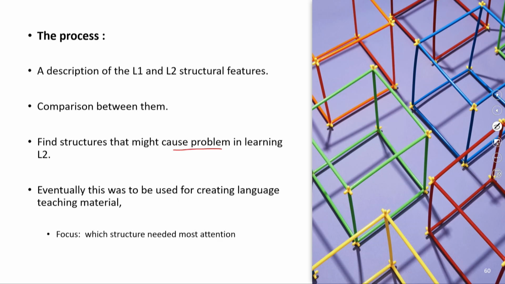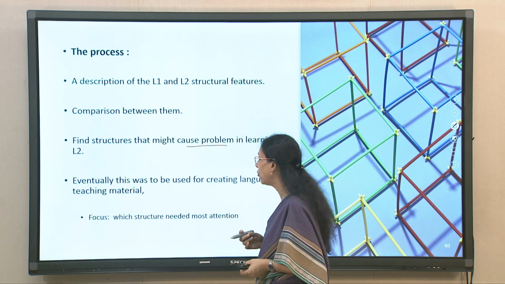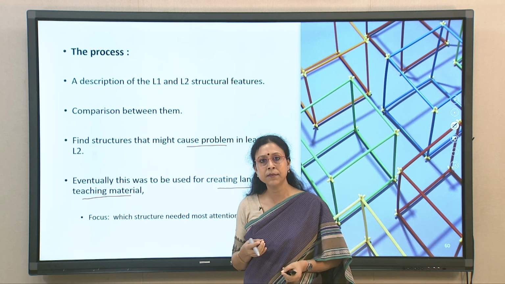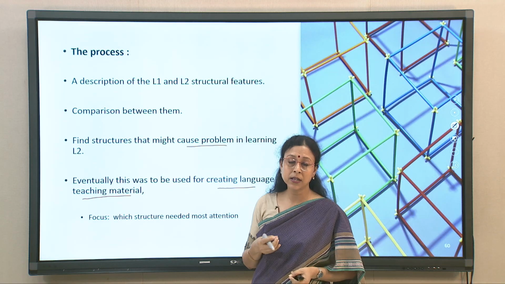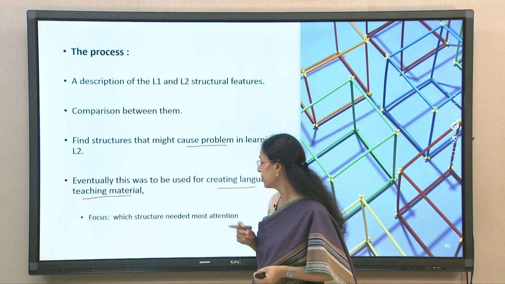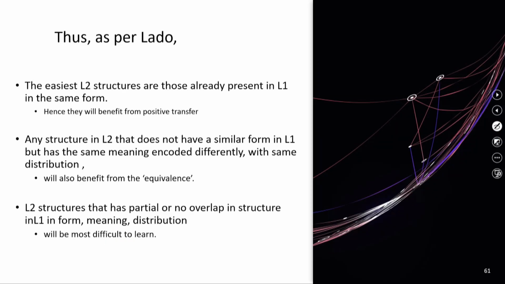Now, why was this to be identified? It was not only for the sake of finding out the differences, but they also had another goal, which was to create language teaching material. If you know where the learners are going to face problems, you will be able to create your teaching material by giving more attention to those details so that the learner will be able to overcome those interferences. That was basically the idea. Which grammatical structures in L2 needed to be dealt with more attention, that was the ultimate goal of this.